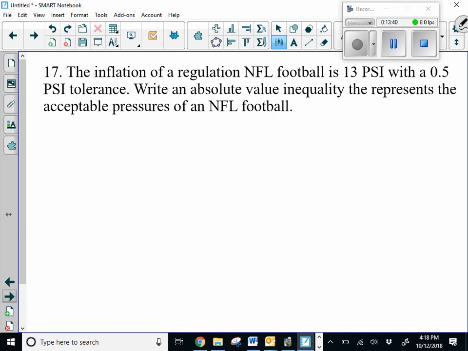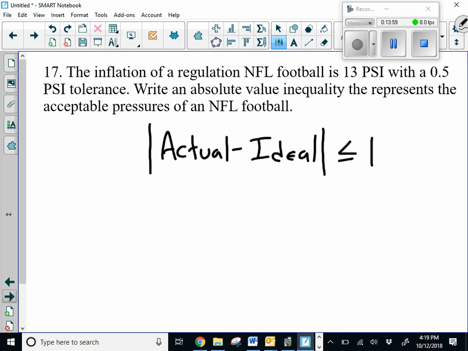But let's see. So here, let's remember it. You want the actual minus the ideal inside the absolute value. And the reason we want it inside the absolute value is because, again, it doesn't make a difference if you're too high or too low. We're just trying to figure out if you are wrong. All right, is less than or equal to the tolerance, which again is how wrong you're allowed to be.